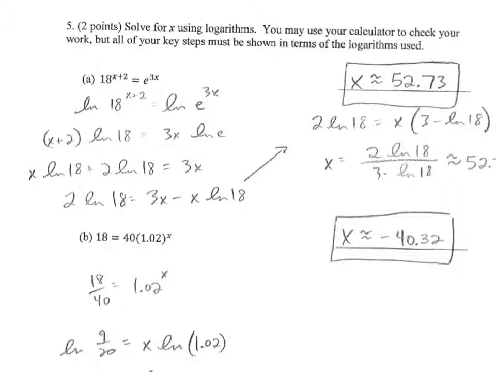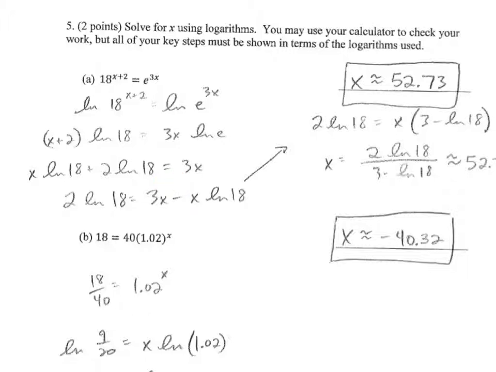And then over on the left side I have to do some distribution because you'll notice that there's an x tucked away in this expression, and unless I somehow combine like terms, I'm not going to be able to solve this for x. So I decided to distribute the natural log of 18. I've got x times natural log of 18 plus 2 natural log of 18. Still got that 3x over on the right hand side.